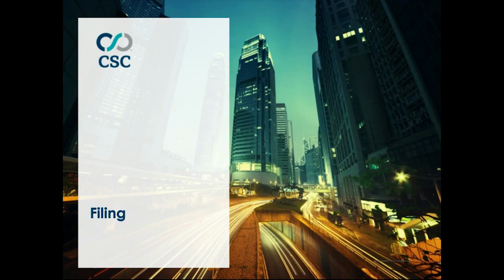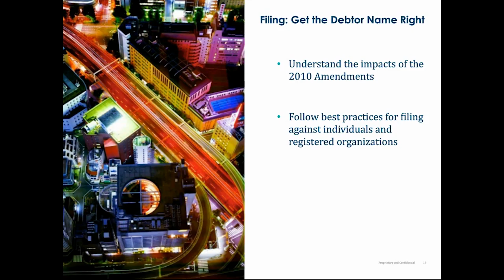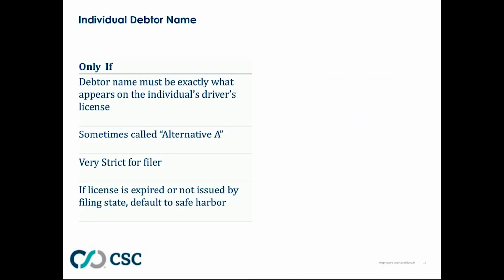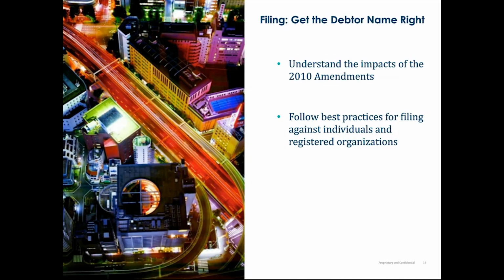Next up is filing. With filing, you want to get the debtor name right. The most important piece of information on a UCC filing is the debtor name. So you want to understand the impacts of the 2010 amendments, and also follow best practices for filing against individuals and registered organizations.